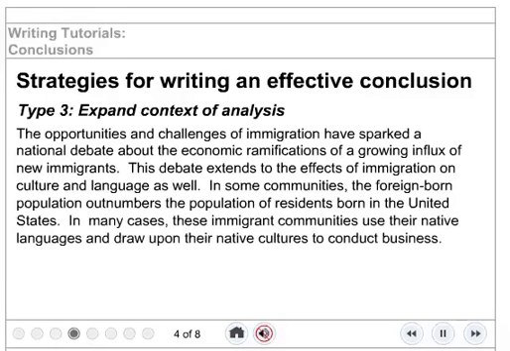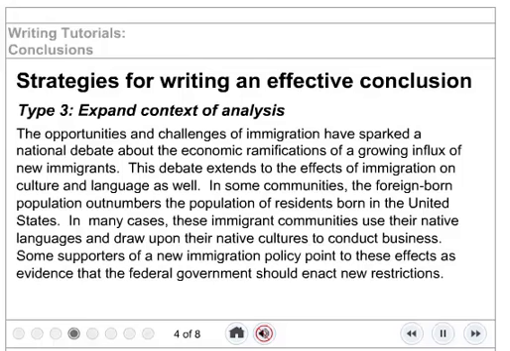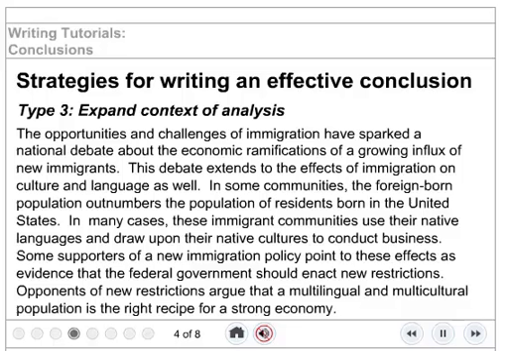In many cases, these immigrant communities use their native languages and draw upon their native cultures to conduct business. Some supporters of a new immigration policy point to these effects as evidence that the federal government should enact new restrictions. Opponents of new restrictions argue that a multilingual and multicultural population is the right recipe for a strong economy. Show the critical reader that your treatment of the topic is defensible within a different context, in this case, the context of language and culture, in addition to that of economics.